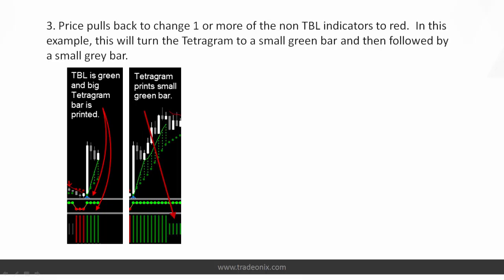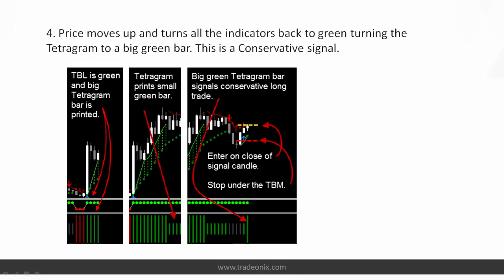Price pulls back to change one or more of the non-TBL indicators to red. In this example, it will turn the tetragram to a small green bar, and then this will be followed by a small gray bar. What happens here is the price drops below the TBS, and that changes the tetragram bars to small green bars. Price moves up and turns all the indicators back to green, turning the tetragram to a big green bar. Now, this is the conservative signal. We had the price pull down below the TBS, and then the switch and the TBM also change sides, and that gives us the gray tetragram bars.